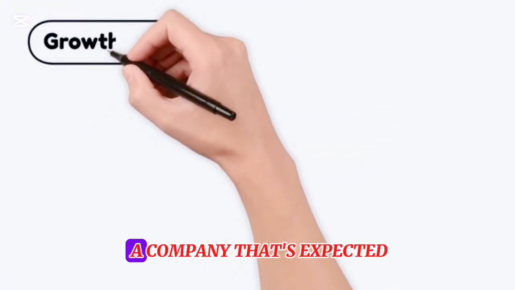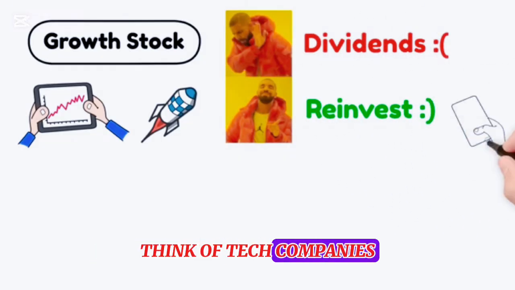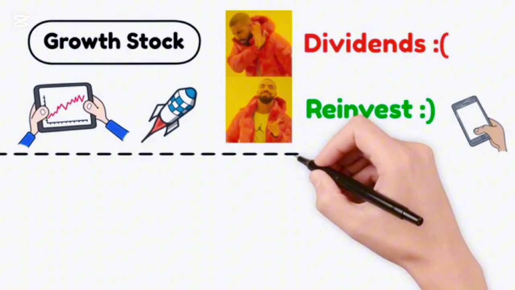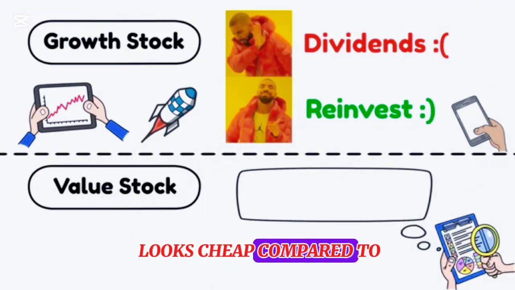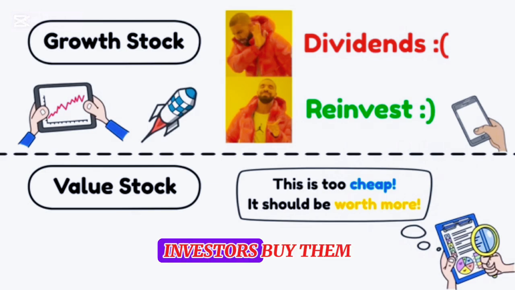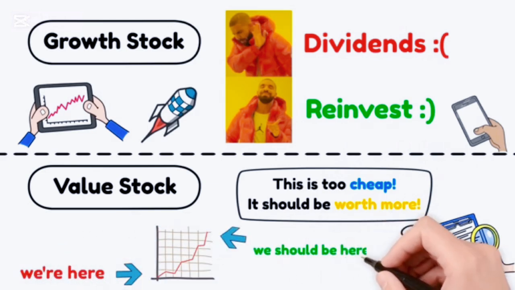A growth stock is a company that's expected to grow quickly, often reinvesting profits instead of paying dividends. Think of tech companies that focus on expansion. A value stock is the opposite. It's a company that looks cheap compared to its fundamentals. Investors buy them hoping the market will eventually recognize their true worth.